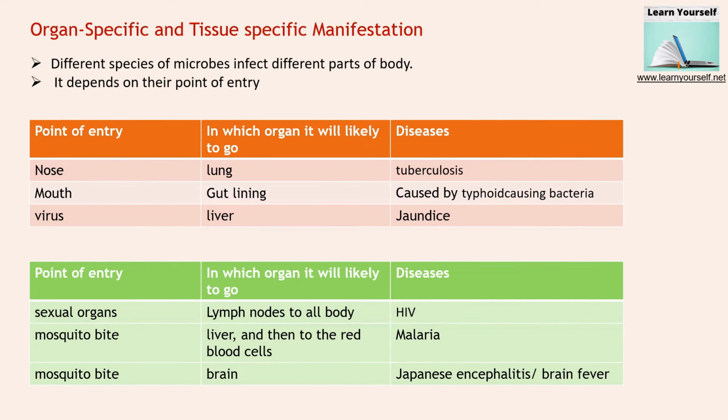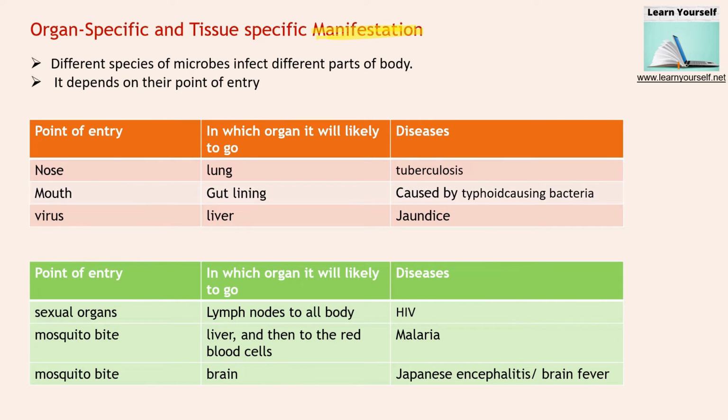Now our next topic is organ specific and tissue specific manifestation. Now what is the meaning of manifestation? Manifestation means which organ is likely to be affected because of that disease, or where we can see the effect of that disease. For example, common cold. When we get a common cold, we will have a runny nose or blocked nose. So our nose is being affected by the common cold.